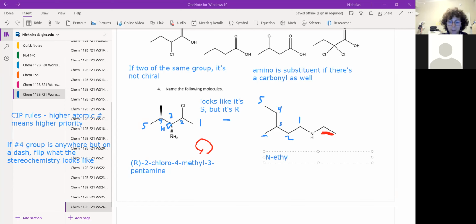So the N-ethyl is like putting a number. That's to say the ethyl group is on the nitrogen. And then you put the 3 for the methyl group. Yeah, that was really close. And I don't think that would be that much of an issue in the test. So kind of color coding. That's where that stuff came from.